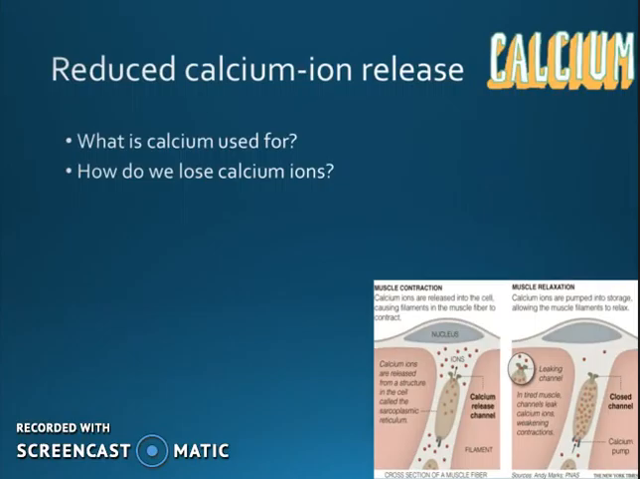So the reduced calcium ion release. What is calcium used for, and how do we lose it? Calcium is used to start sliding filament theory. We lose it in tired muscles that we've been using through activity. The muscles leak the calcium ions, weakening the contractions we give through sliding filament theory. So weakening muscle contractions limits the amount of power we are able to produce through sliding filament theory.